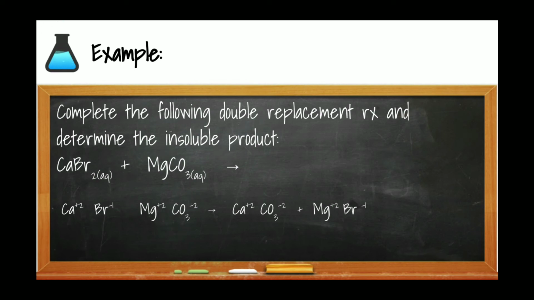Next, we'll check that the total charge of each combination is 0. Calcium carbonate has a total charge of 0 with no additional subscripts, but magnesium bromide is going to need to have a subscript of 2 on the bromine to make its total charge 0. Now let's look at reference table F.